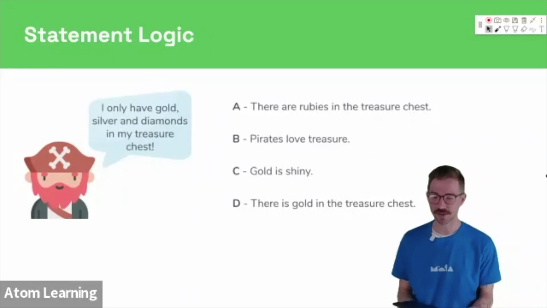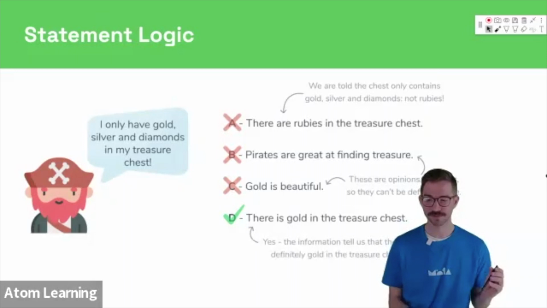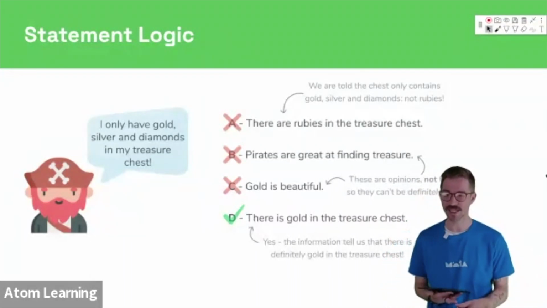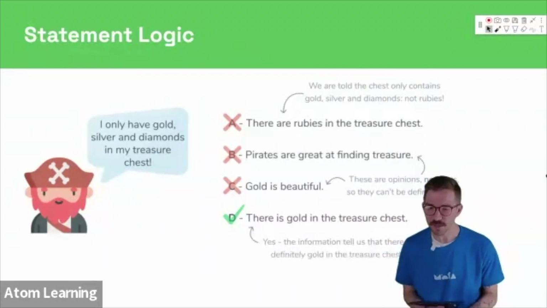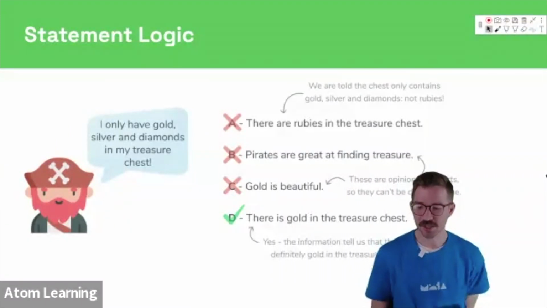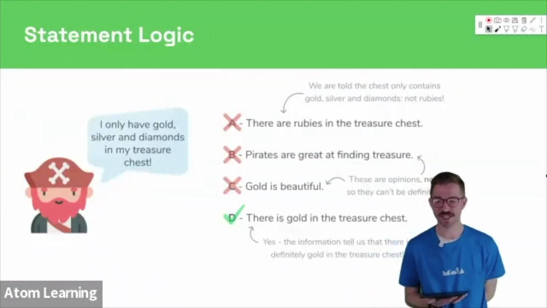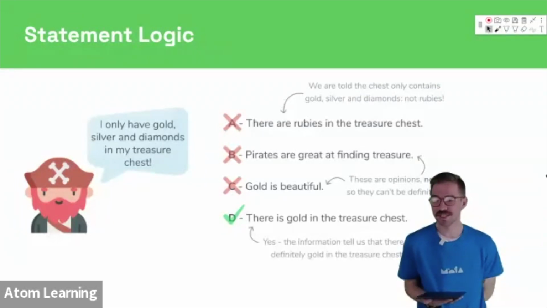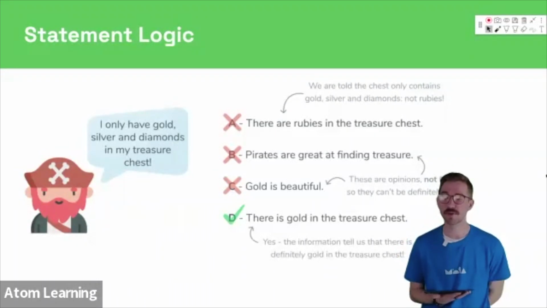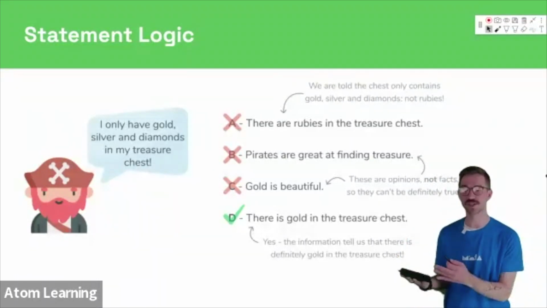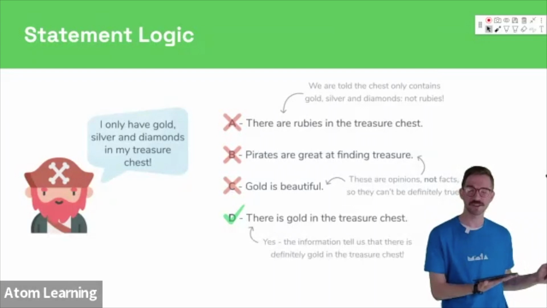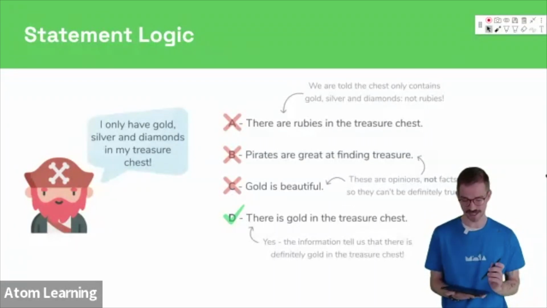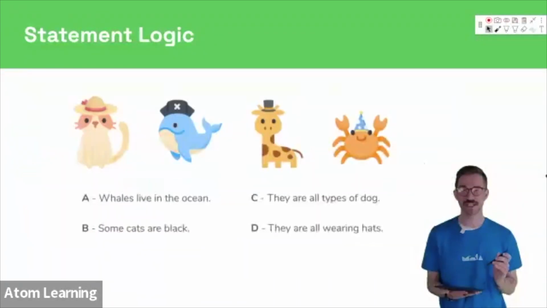Instead, we do know that D, there is gold in the treasure chest. We've got a lot of information here, right? We're told that the chest only contains gold, silver, and diamonds. That means there are no rubies in it, right? We have no way of knowing this other information, and that means that D is going to be correct. This is what we consider statement logic. One thing is true, we're told, which means only one other thing can be true. Definitely true.